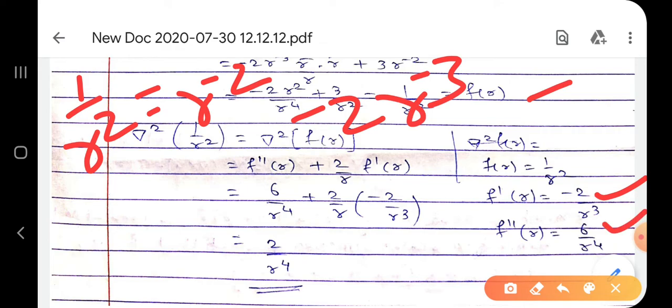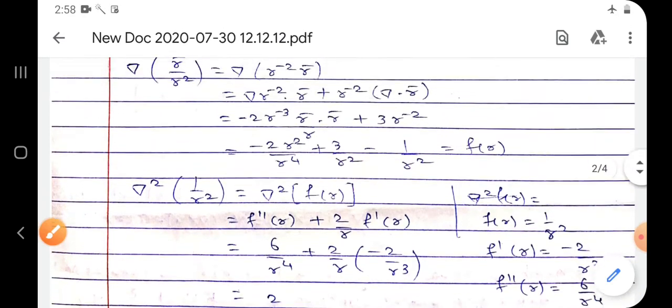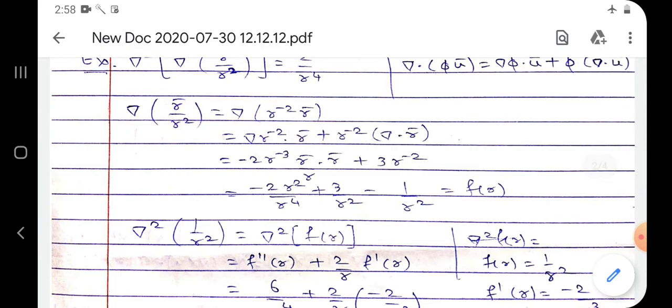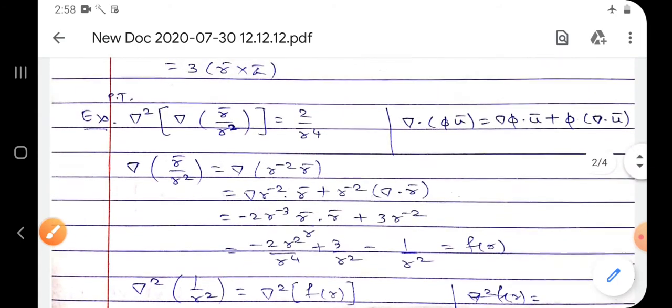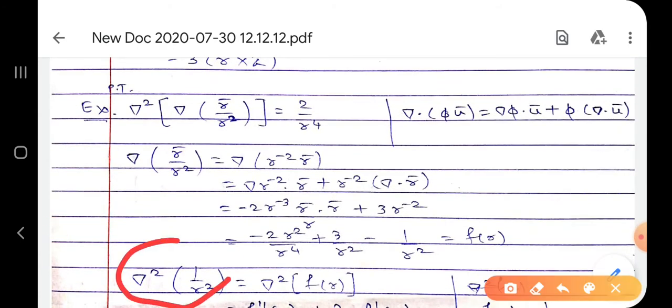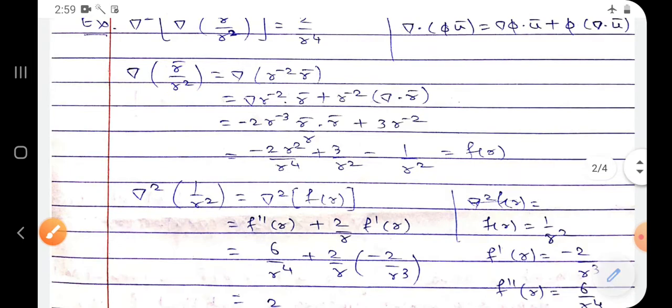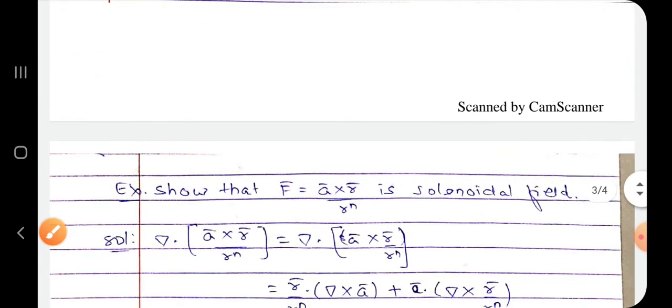Use this formula: del square of f of r is equal to f double dash of r plus 2 upon r f dash of r. Put the values: 6 upon r raised to 4 plus 2 upon r in bracket minus 2 upon r cube. If you simplify, you will get 2 upon r raised to 4. This is the value of del square of 1 upon r square. But del square of 1 upon r square is nothing but del square of (del of r bar upon r square). So this is our answer, 2 upon r raised to 4.